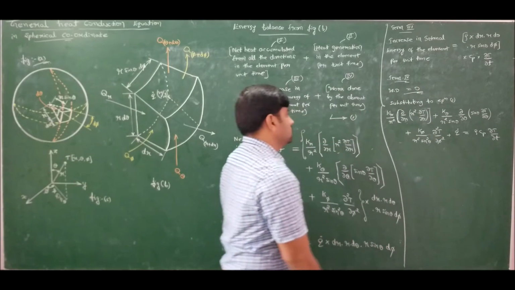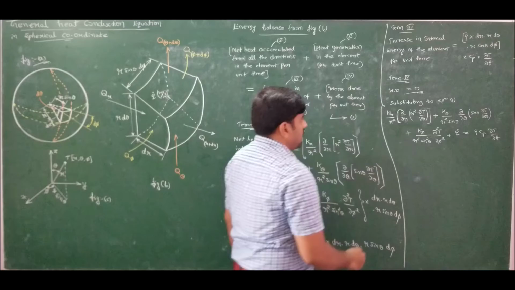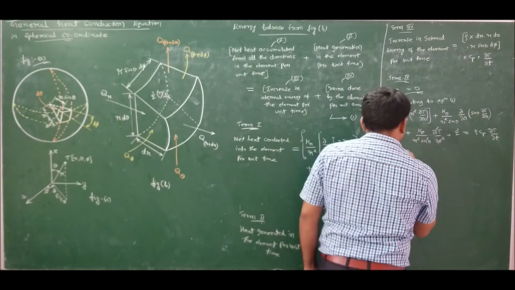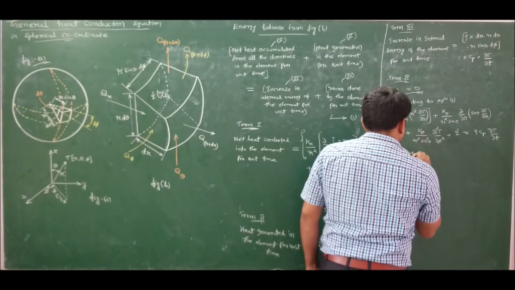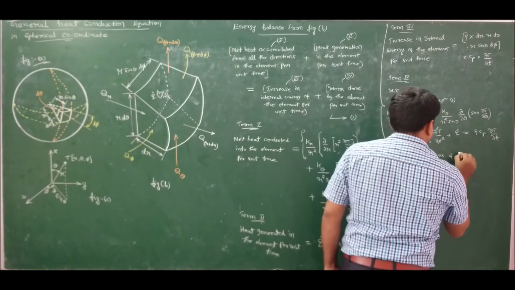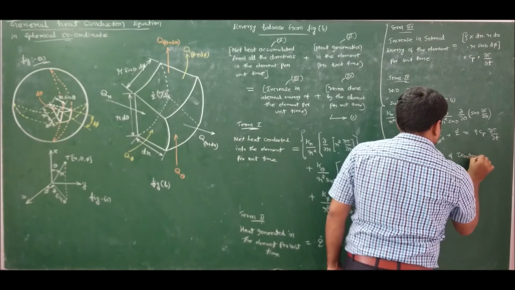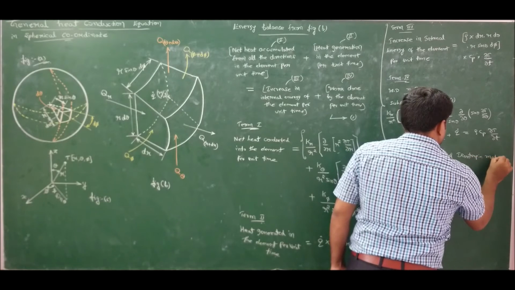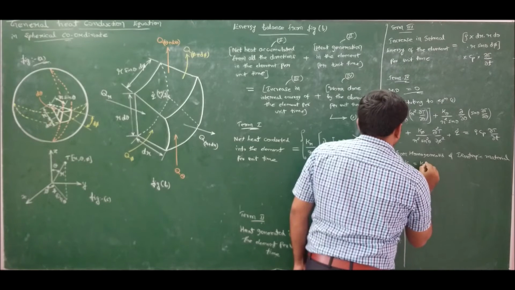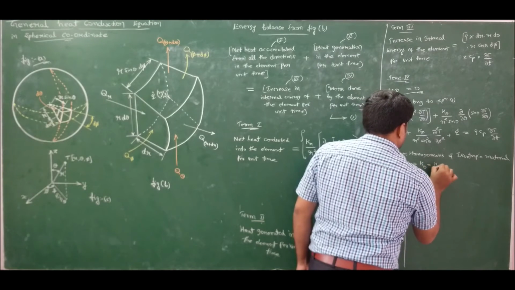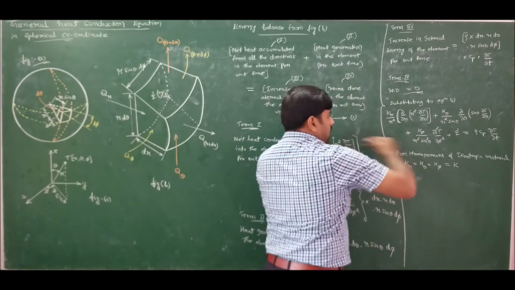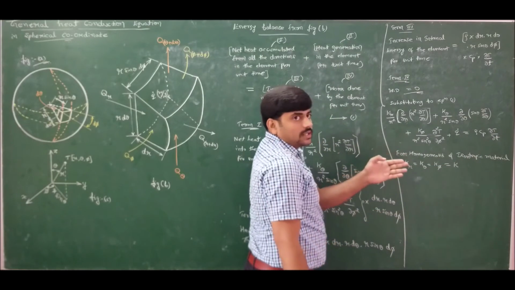So now for a homogeneous and isotropic material, I can take the value of thermal conductivity as constant. So let me take thermal conductivity as constant, that is Kr is equal to Kθ is equal to Kφ, all equal to K. So I will take K common throughout and divide the whole equation by K.